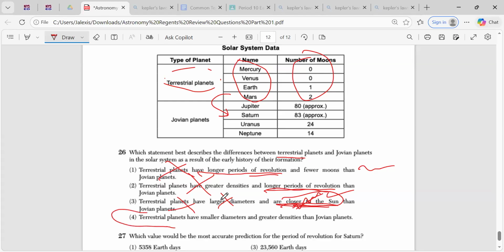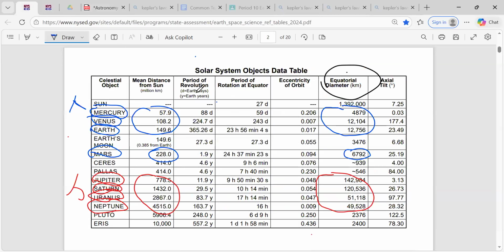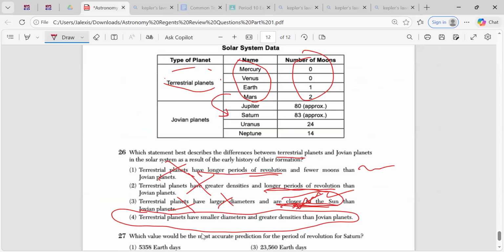And so that's why the correct answer is choice four. Terrestrial planets have smaller diameters. We prove that right here. Terrestrial planets' diameters are in blue. They're smaller numbers than the Jovian planets. And now a content piece of information: terrestrial planets have greater densities because terrestrial planets are considered rocky planets. Jovian planets are considered gas planets. And as we know, gas is less dense than a solid.